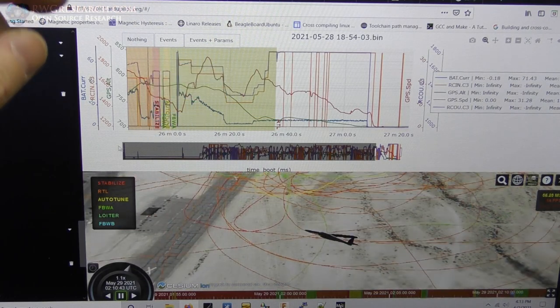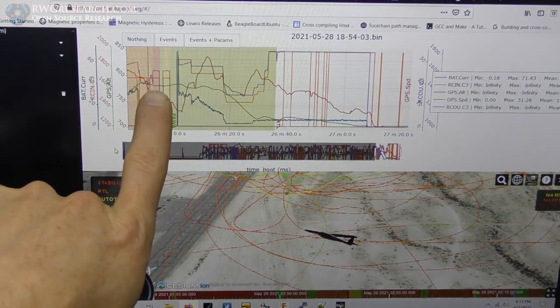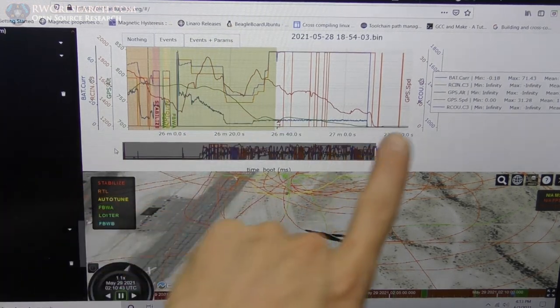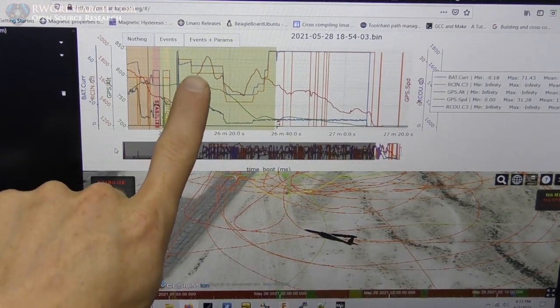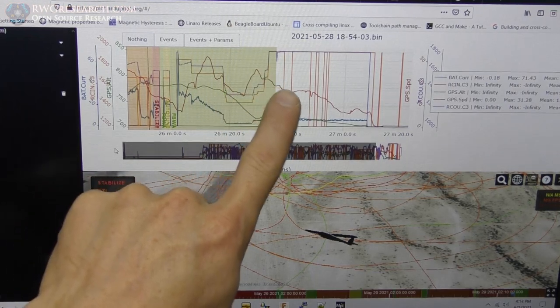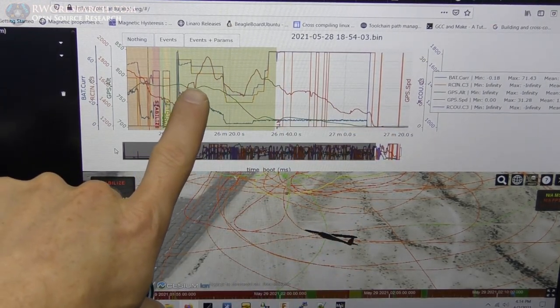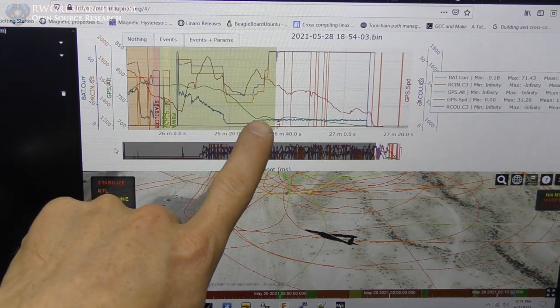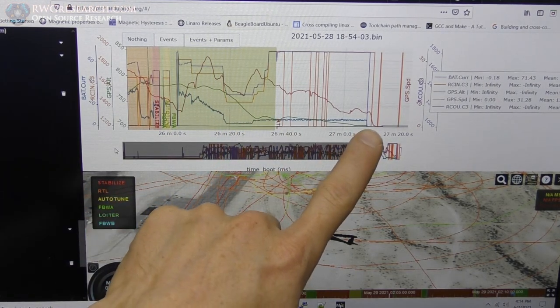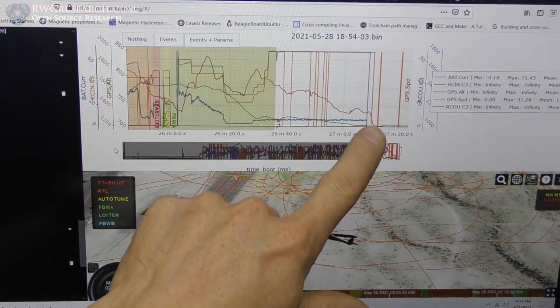Look what happens to the altitude. The speed is in green, and the altitude is red. Look what happens to the altitude. We're climbing up, kind of go down, go up, and then we go down until we hit the ground here. But if we look at the speed, it gets slower and slower and slower until it finally hits the ground at about the same time as the altitude.